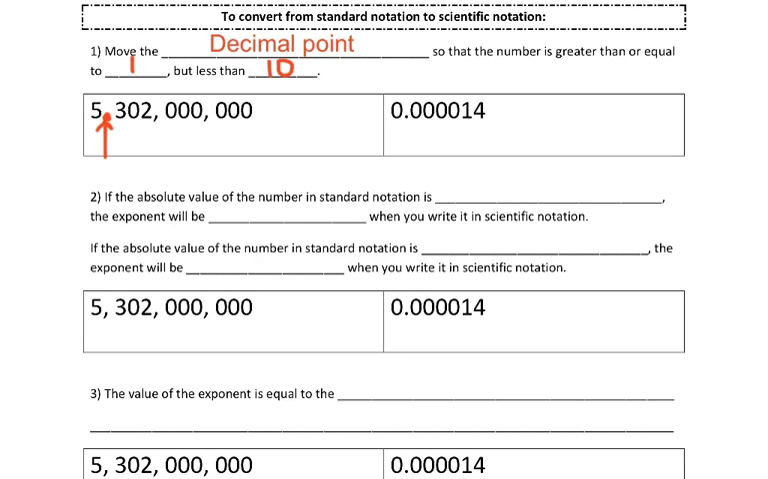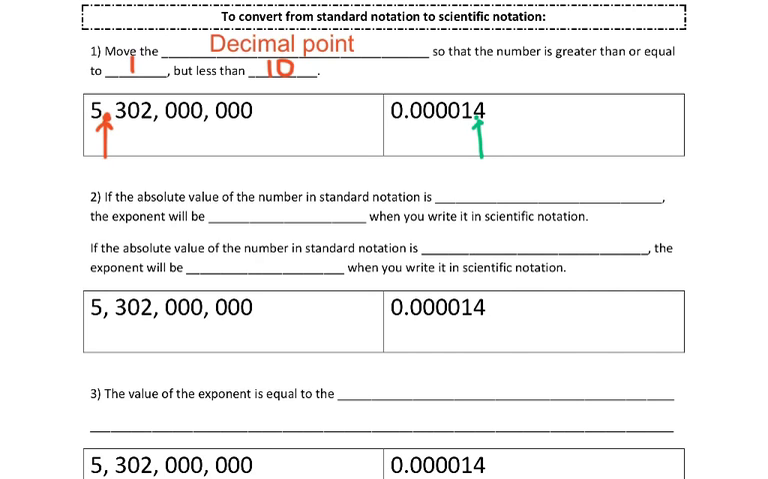Now if I take a look at the other example, I want to put the decimal point after the first non-zero digit. So I want my decimal point to be right in there. It's after the 1, which is the first non-zero digit.